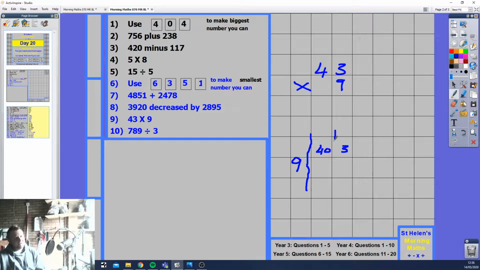I'm not a big fan of drawing the lines with this pen, so I'm not going to draw the lines with the pen. I'm just going to show you how I'll work it out. I'm going to do this method first.